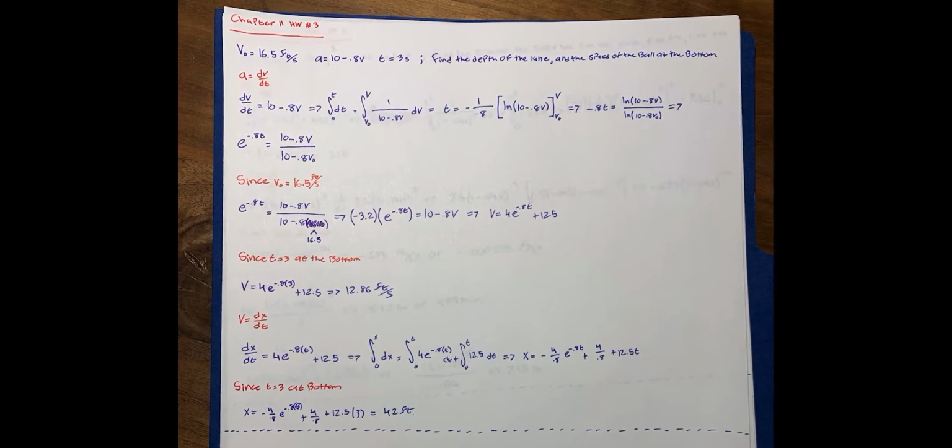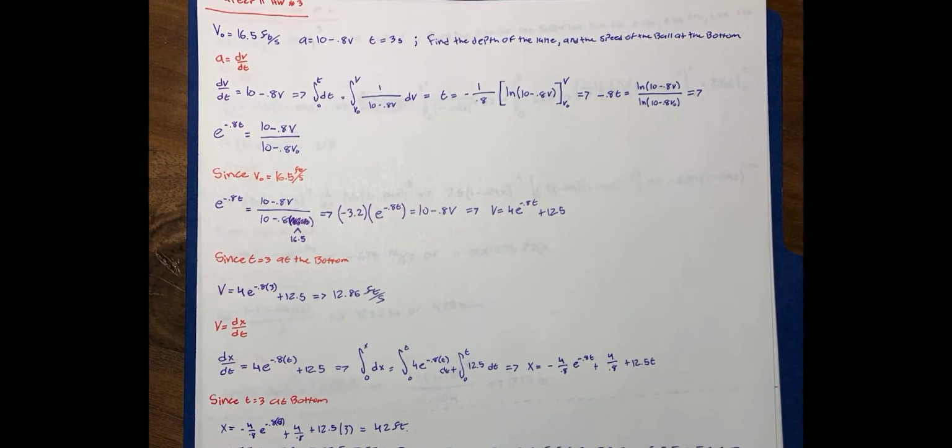Third one, a sailor drops a bowling ball into some water, and its initial velocity is 16.5 feet per second, and its acceleration is tracked with the equation a equals 10 minus 0.8v, and it hits the bottom at t equals 3 seconds. And we're supposed to find the depth of the lake and the speed of the ball at the bottom.